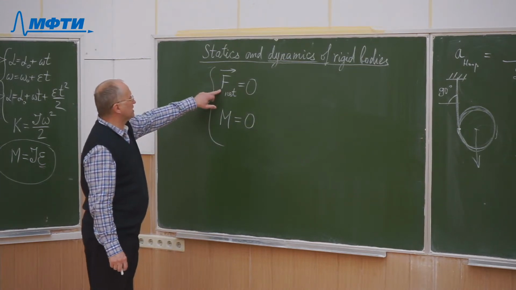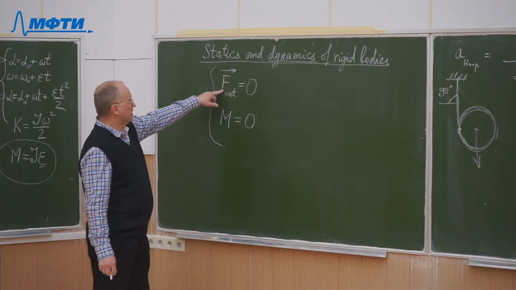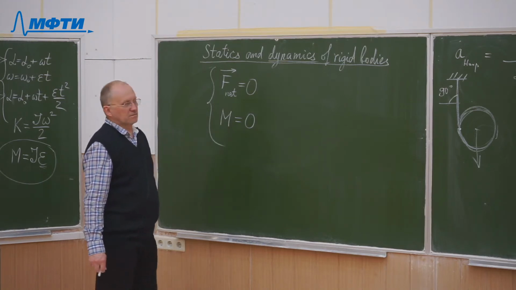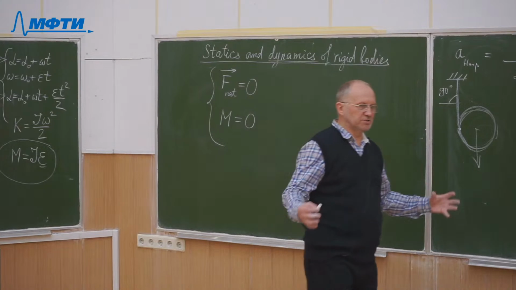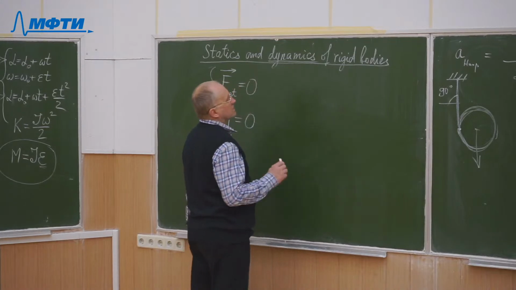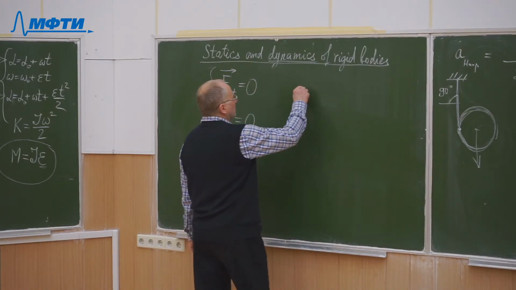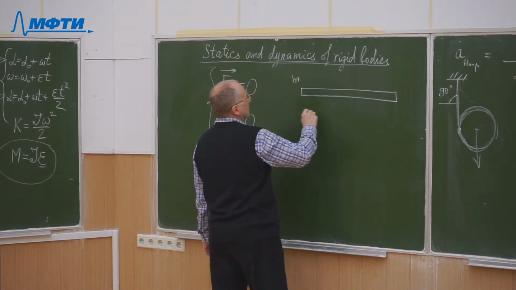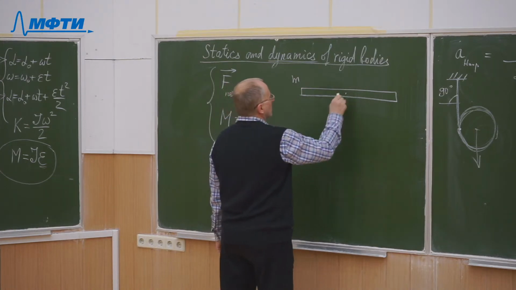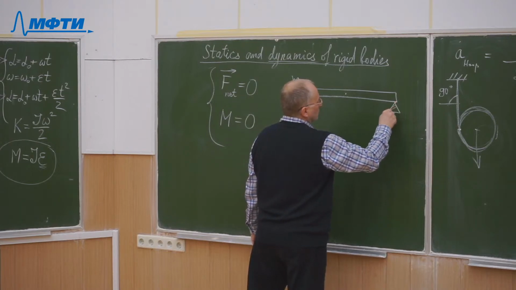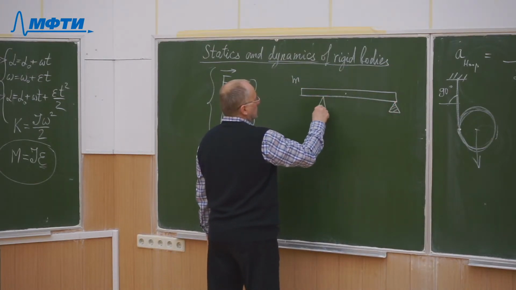You have to find the vector sum of all forces, and you have to find the total torque acting on the body, which must also be zero so that the body remains in static equilibrium. Let's consider some example. For example, we have a bar with uniform distribution of mass, and the mass is m, and this is the center of mass. And this bar is supported at 2 points. It's supported here and it's supported here.